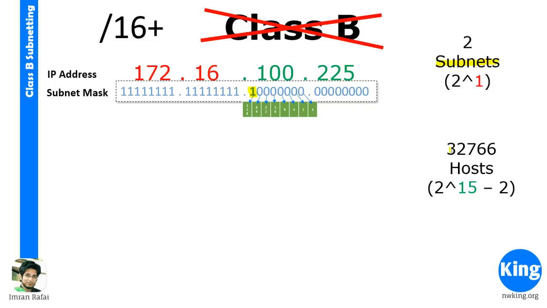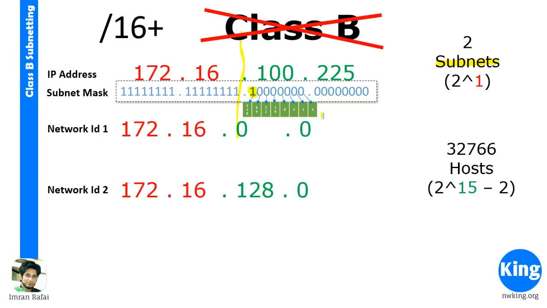How do we get the first network's network ID? We know this from our previous video. We remember, for a class B, 172.16 is class B, so this is the default subnet mask, and this is where the default division is. So the first network ID is going to be where you keep 172.16 and make everything else that you see here in green, which is the host part, zero. So the first network ID is 172.16.0.0.